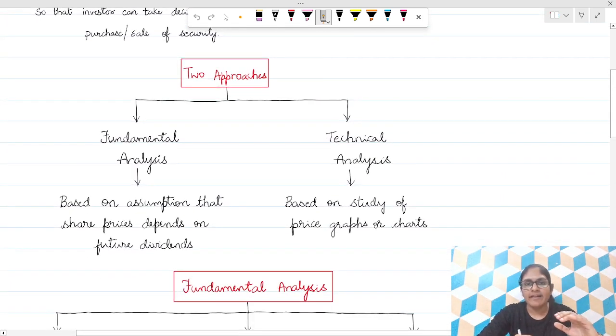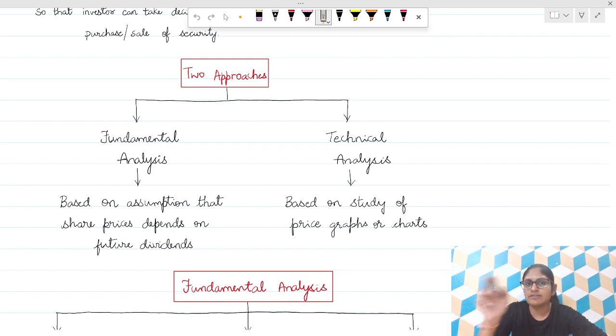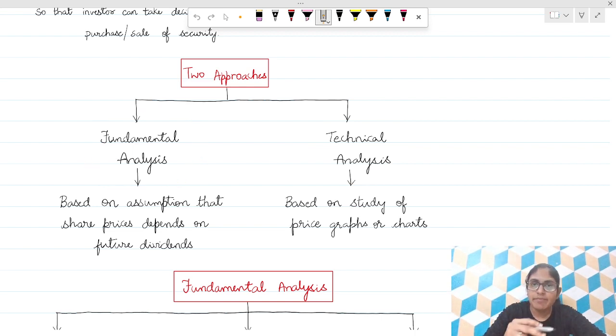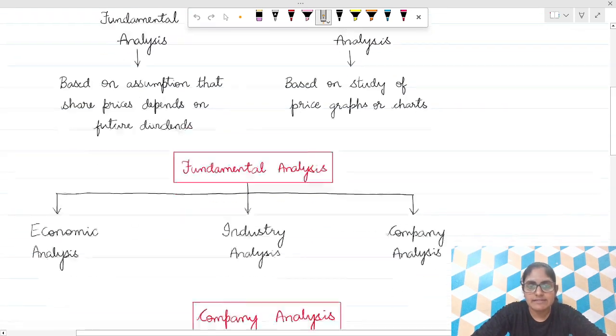That is fundamental analysis and technical analysis. Technical analysis is based on the study of price graphs or charts. Fundamental analysis is based on the assumption that share prices depend on future dividends. Now we'll be studying the fundamental analysis.